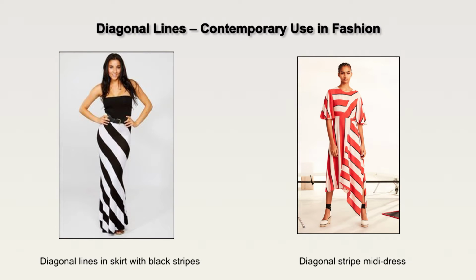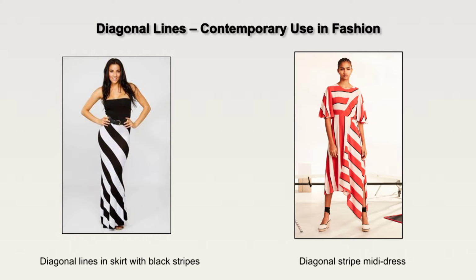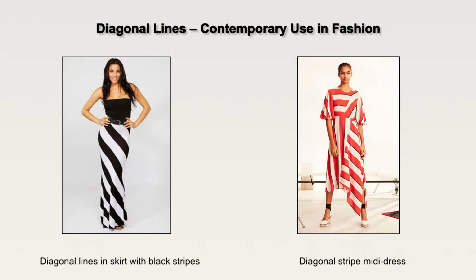The picture on the left shows diagonal lines in a skirt. The picture on the right is a diagonal striped midi dress. It has an asymmetrical hemline, and also please note the interesting usage of diagonal lines in combination with horizontal and vertical lines.